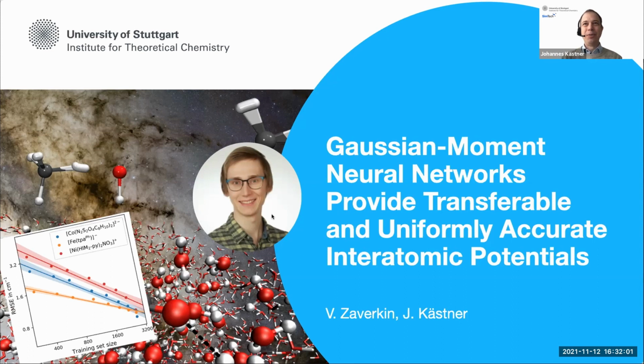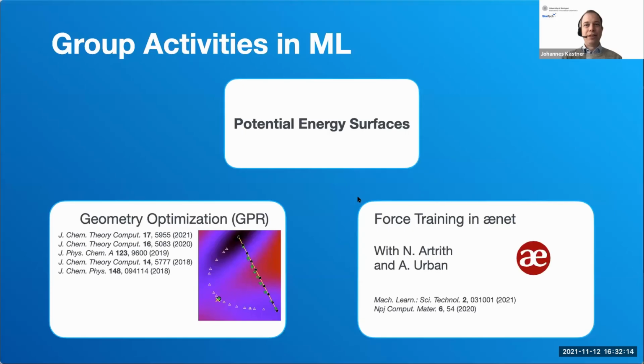Anyway, today we are going to talk about Gaussian moment neural networks. This is essentially one particular descriptor and how we can use that to provide transferable and uniformly accurate interatomic potentials. This is not the only area of machine learning that my group works in. So today's talk will be centered around potential energy surfaces, essentially.